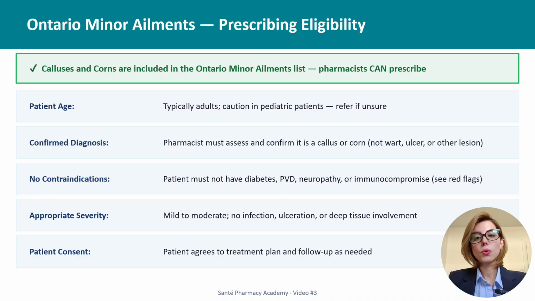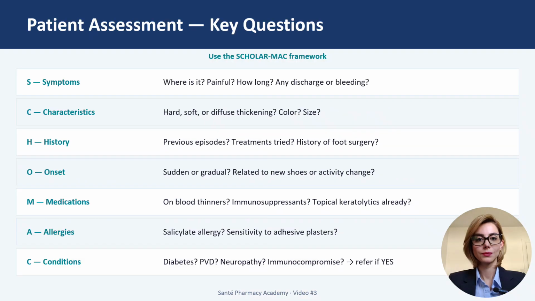There must be no contraindications, no diabetes, PVD, neuropathy, or immunocompromise. The severity must be mild to moderate. No infection, no ulceration. The patient must consent to the treatment plan. If any contraindication is present, you do not prescribe, you refer. We'll cover those red flags in the next slide.